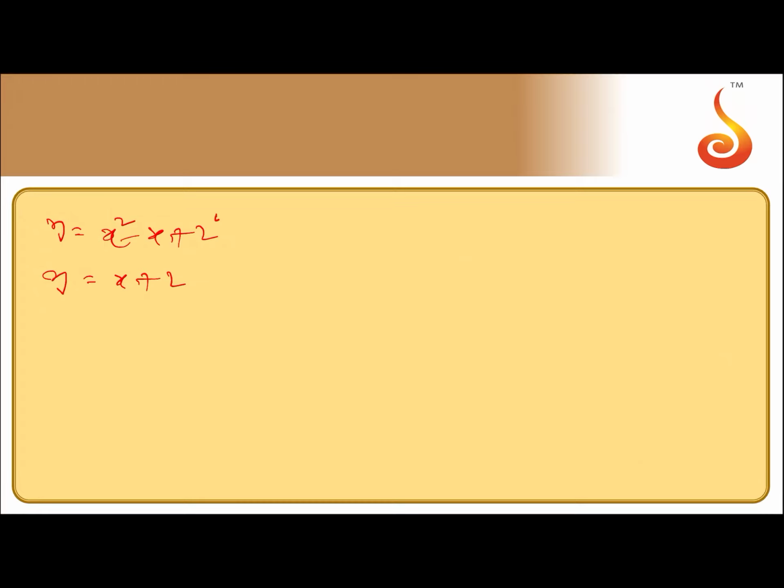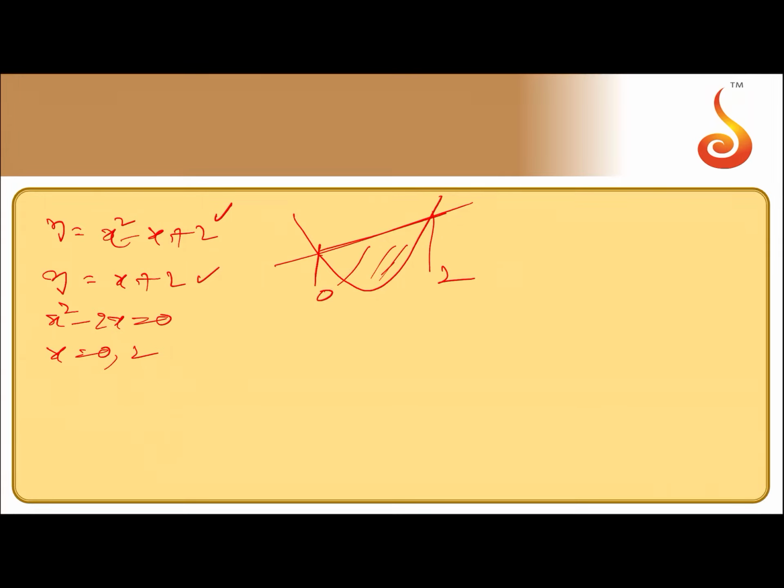Remember one pointer, when a parabola and a straight line are given to you, when you just solve them, I'll be getting x square minus 2x. Subtracting, x square minus 2x equals 0, x is equal to 0, 2. The parabola and the straight line both intersect at 2 points, x equals 0 and x equals 2. So 0 to 2. And the area bounded by these two curves is the straight line minus the parabola. So the area is nothing but straight line minus parabola.